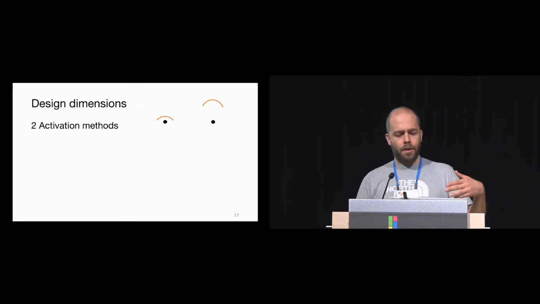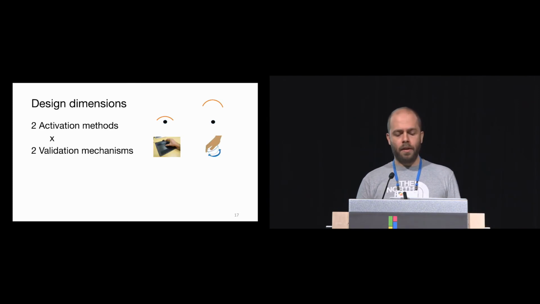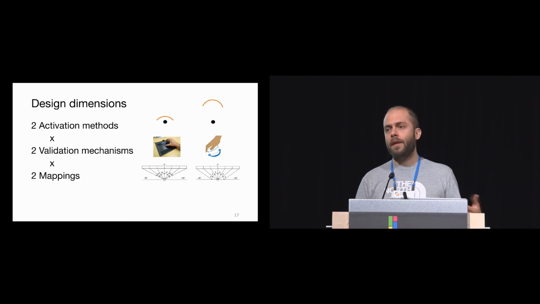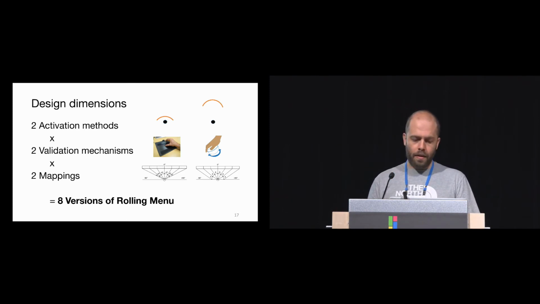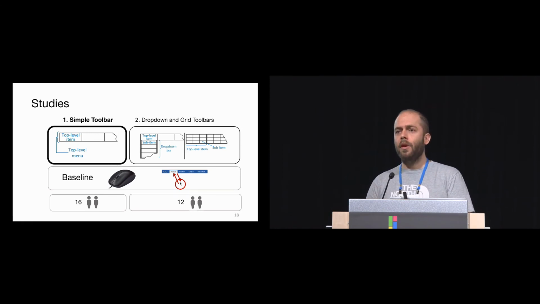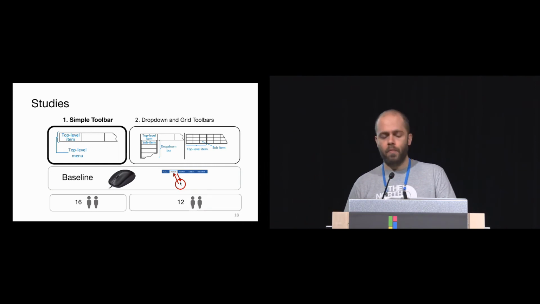So if I sum up the design dimensions, we have two activation methods, the low threshold, the high threshold, two validation mechanisms, tap or roll, and two different types of mapping. So we combine everything, and it gives us 8 versions of the rolling menu. And then we decided to explore these 8 versions in a 2-step process. First, with a simple toolbar, with the idea to keep the best ones, and then we will try the best combinations with the more complex toolbars.